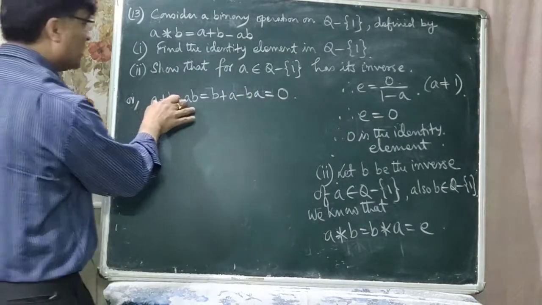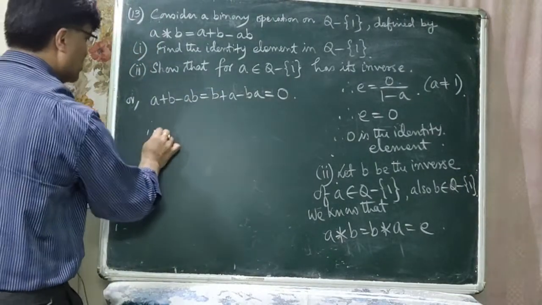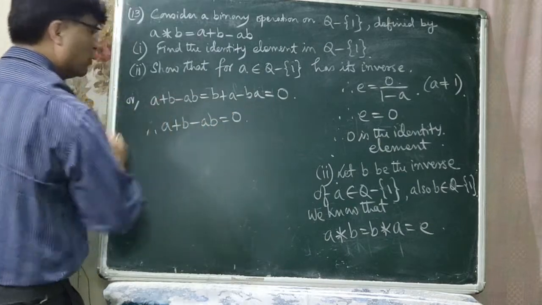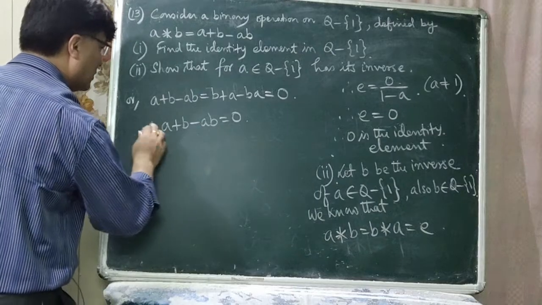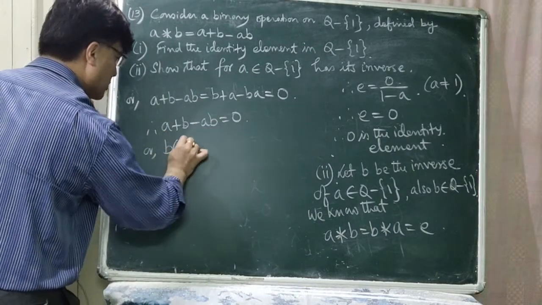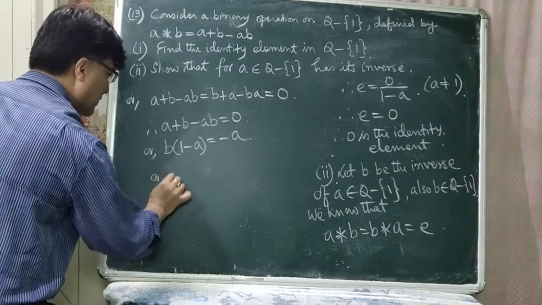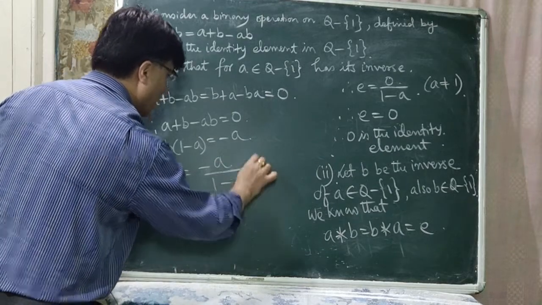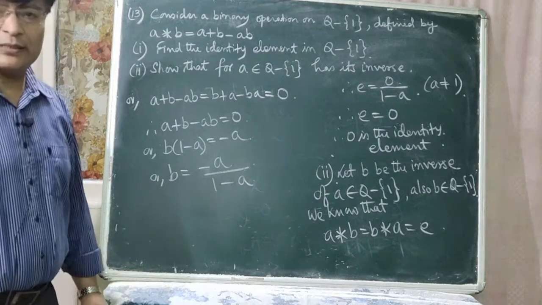That means either you can equate this first is equal to last or second is equal to last. So therefore A plus B minus AB is equal to 0. I think you have understood it. Let us get the value for B, or let us take this A to the right hand side. So here B is common, within bracket 1 minus A is equal to minus A, or what is the value for B now? B is equal to minus A divided by 1 minus A. So I think you have understood it.